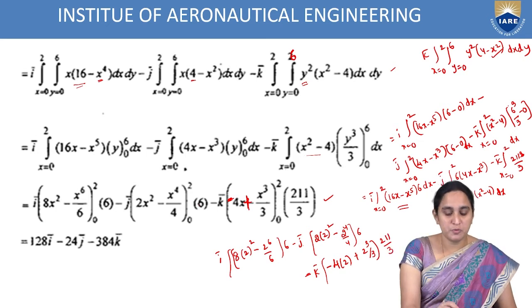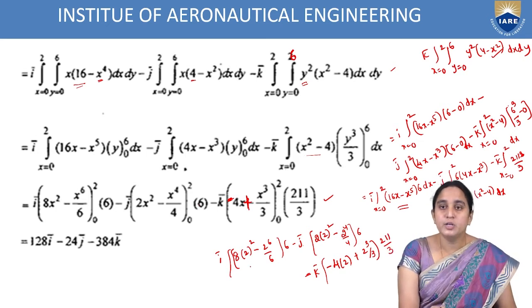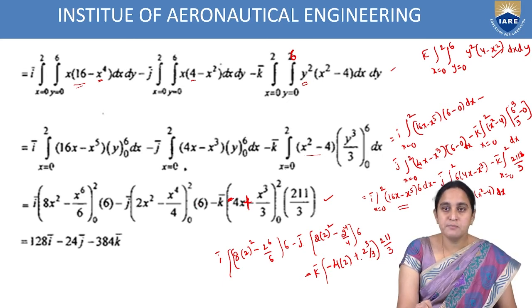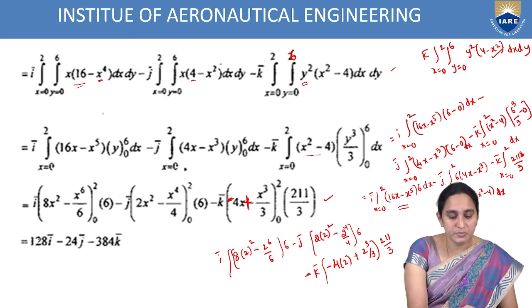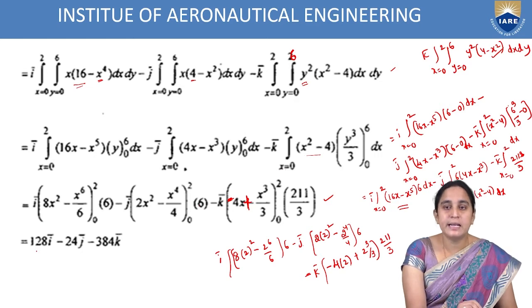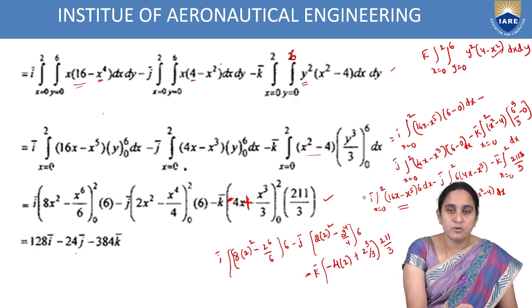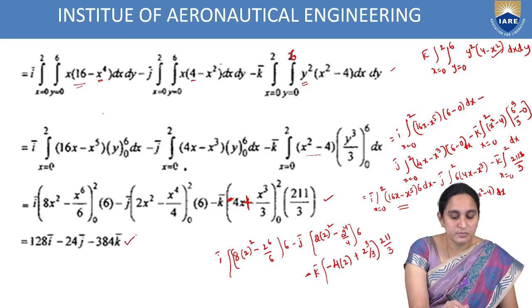After substituting the limit points like this, that is i bar into 8 into 2 square minus 2 power 6 by 6 into 6, minus j bar into 2 into 2 square minus 2 power 4 by 6 into 6, minus k bar into minus 4 into 2 plus 2 cube by 3 into 2 cube by 3. After the simplification here, we got i bar coefficient as 128 into i bar and j bar coefficient as 24 and the k bar coefficient as minus 384. This is the answer for the first question.